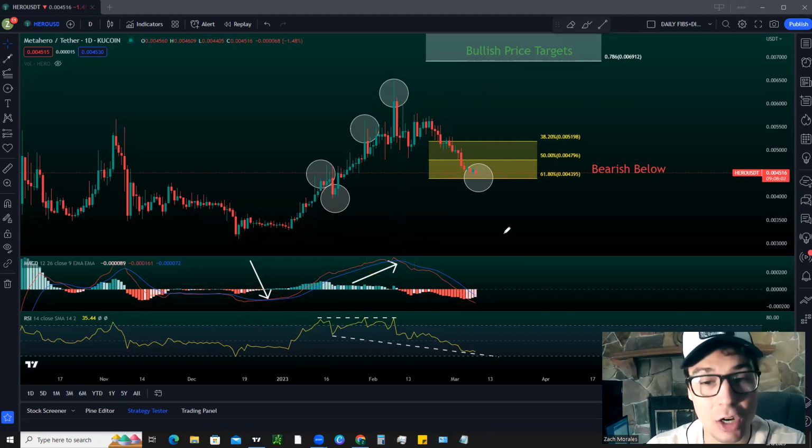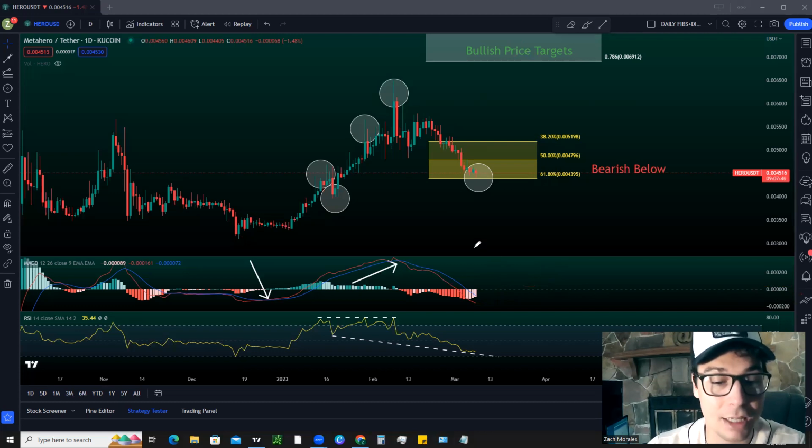If you want to be bullish on Hero right now, one thing that you could look for is the MACD to cross above the blue line and ultimately get above 0. That could be a possible bullish indicator that you want to pay attention to.